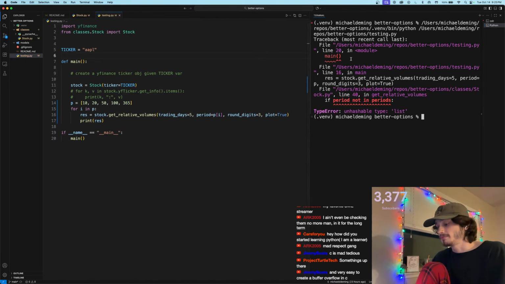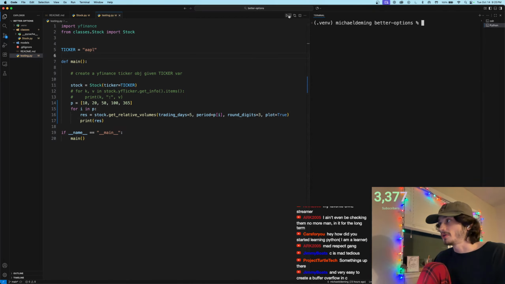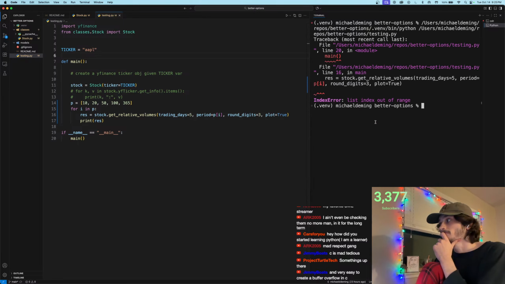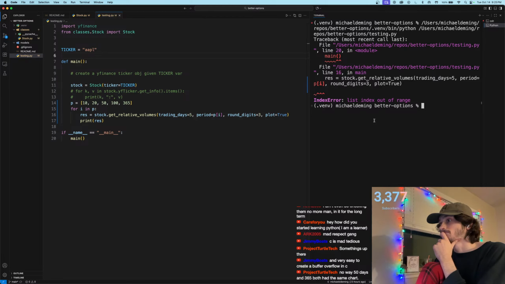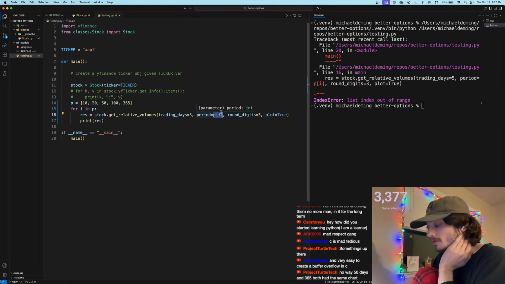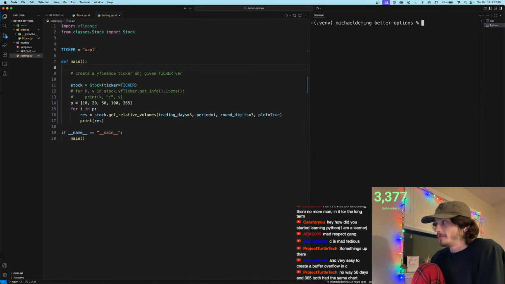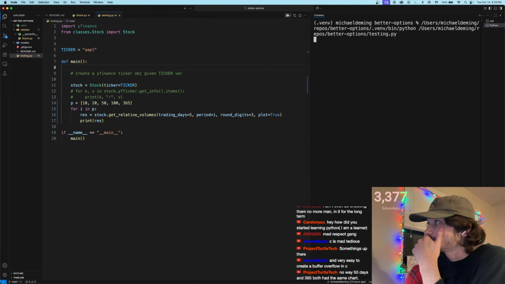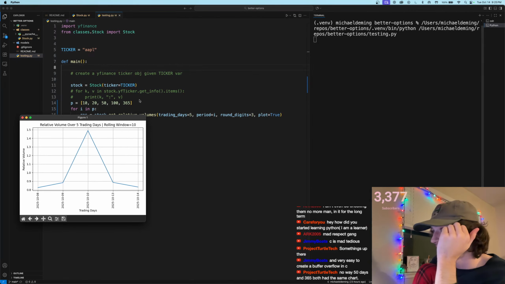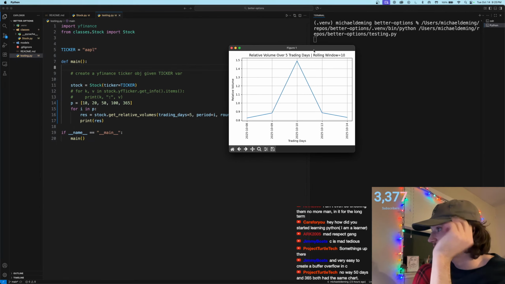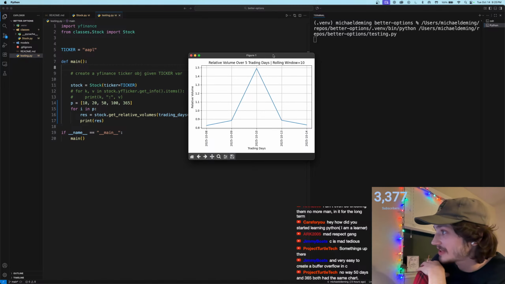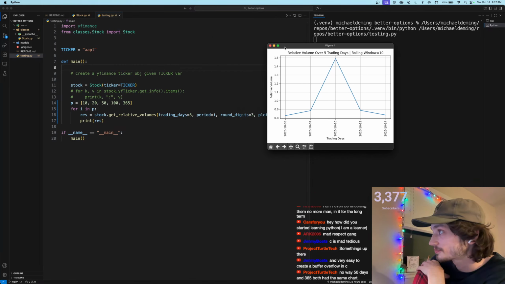p index of i, my bad. For every integer in p, no, you just do i. Sorry, I gotta go to bed. I'm trolling you guys. There we go. Okay, so this is over the past 5 days. It's a pretty crappy view.